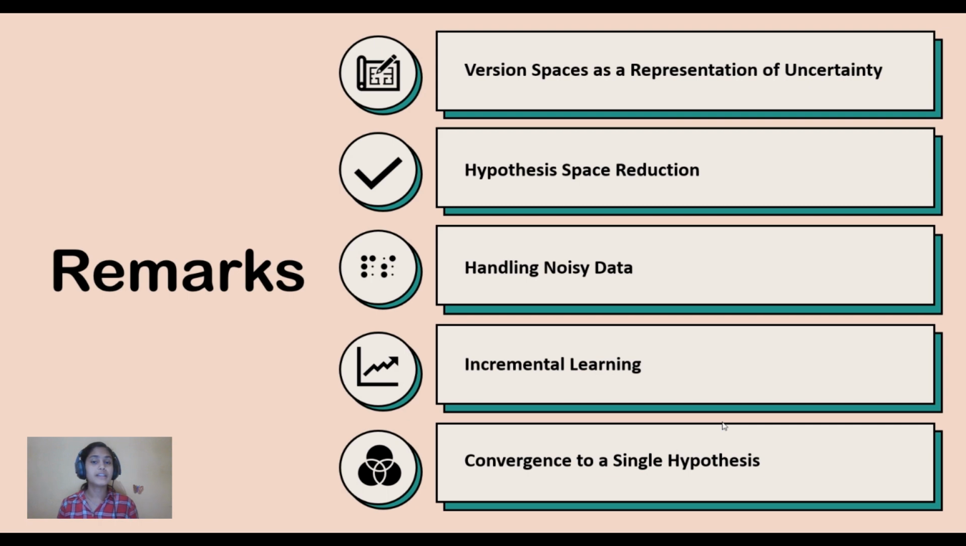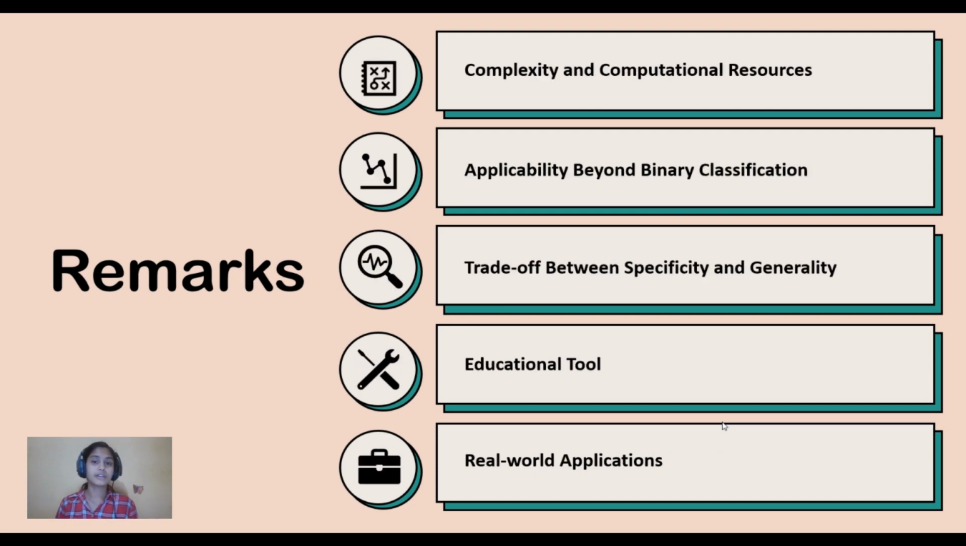If there is noisy data or incomplete data in our data set, then it is going to handle that. Incremental learning means that if the machine learning gets new examples, then it is going to create the next version space. Convergence to a single hypothesis means we are going to shrink the hypothesis space, and we want it to become one hypothesis only, so that's why we are shrinking it.